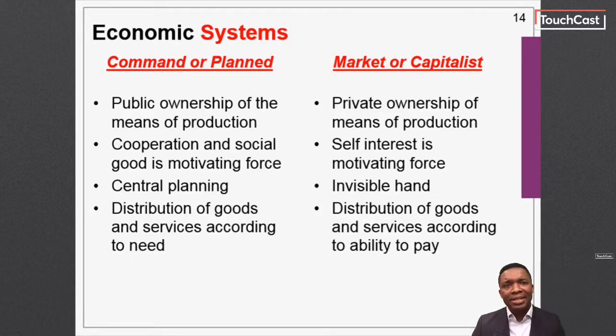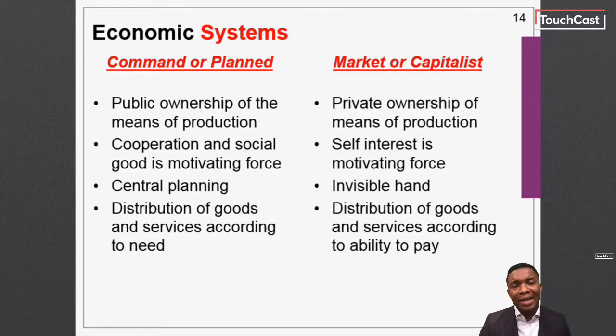A planned economy is an economy where the government decides how resources are allocated to the production of particular products. A feature of the planned economy includes public ownership of the means of production. In planned economies, cooperation and social good is a motivating force. Planned economies are governed by central planning, while distribution of goods and services is according to need.